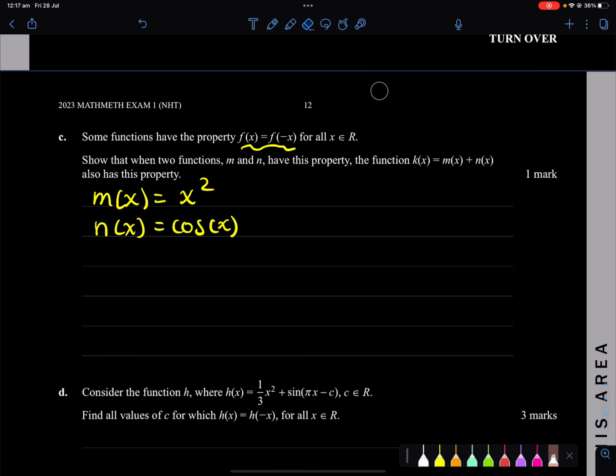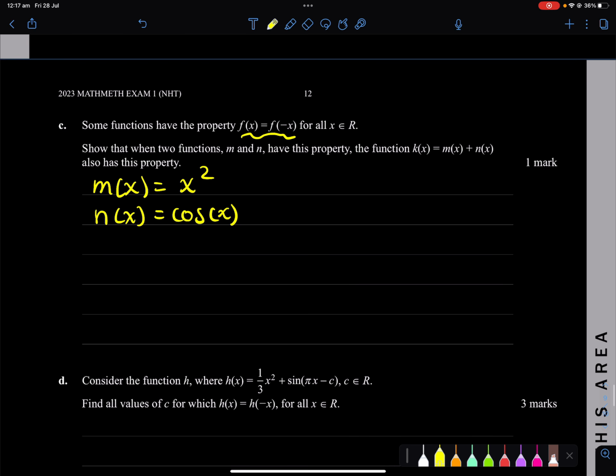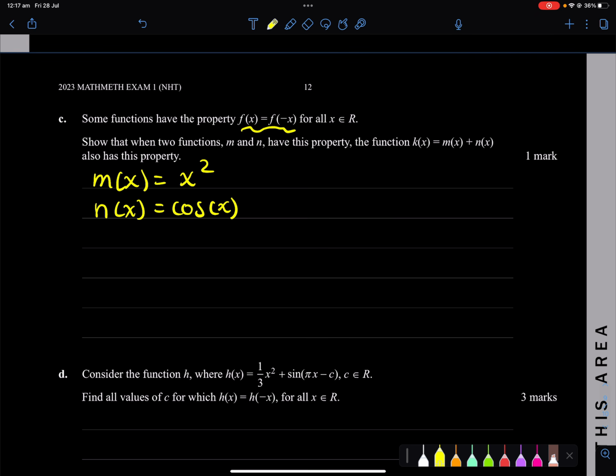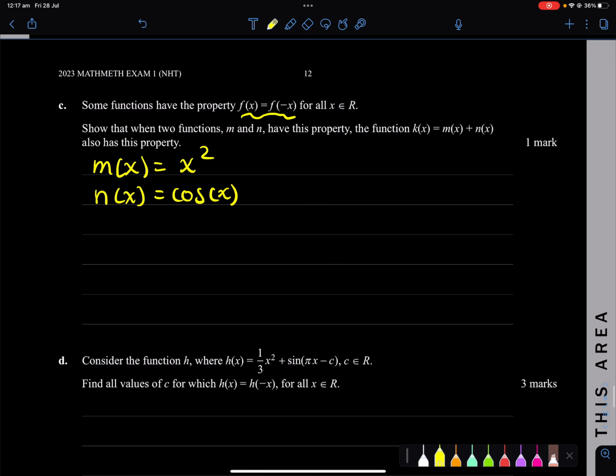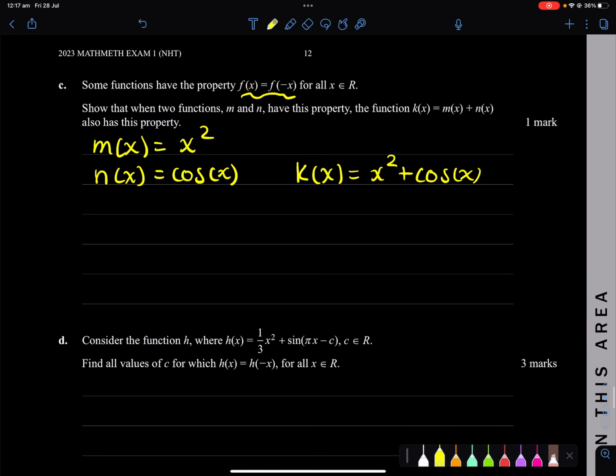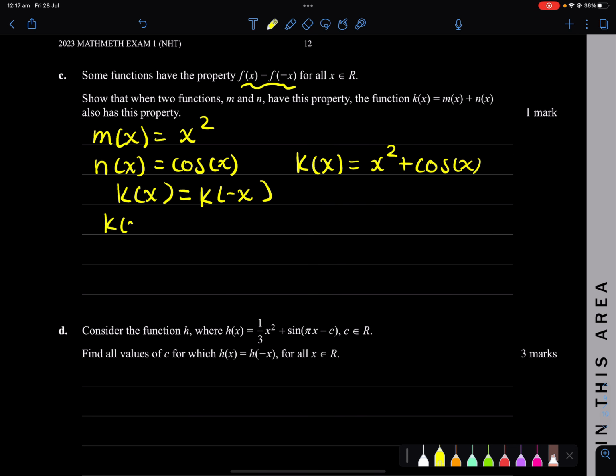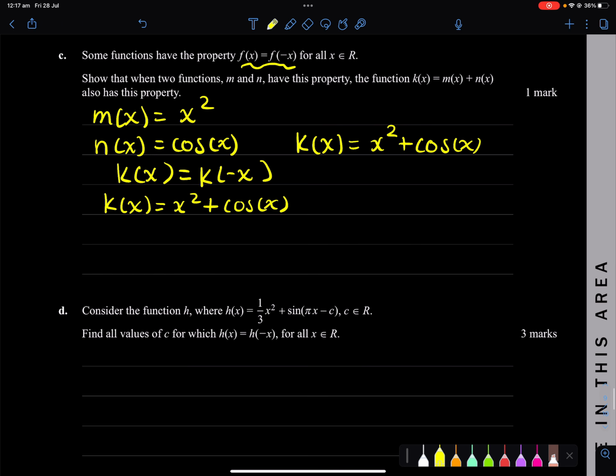Okay, so overall we can say, so show that when two functions m and n have the properties of these, the function k of x also has the property. Now k of x is the addition of these two, so x squared plus cos x. We want to show that k of x equals k of minus x. So first, what's k of x? It's just x squared plus cos x. And what's k of minus x? It's x squared plus cos x.